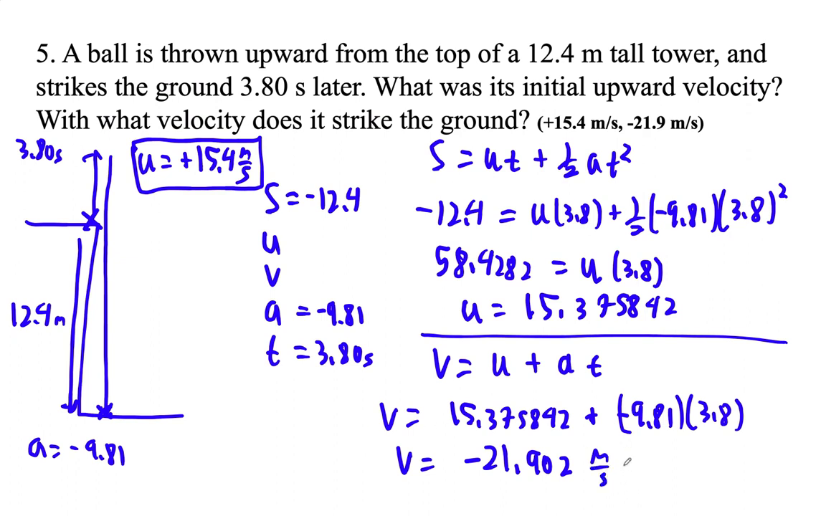There are other ways to do this. I could have used "no t." But anyway, there we go. So the final velocity striking the ground here is negative 21.9 meters per second. Ta-da.